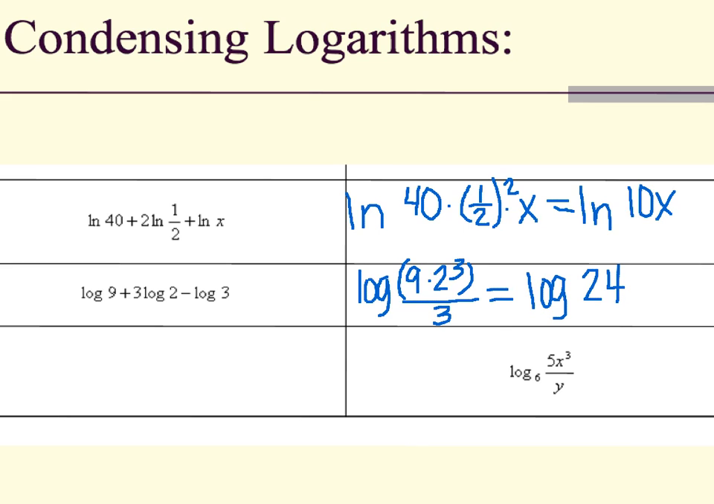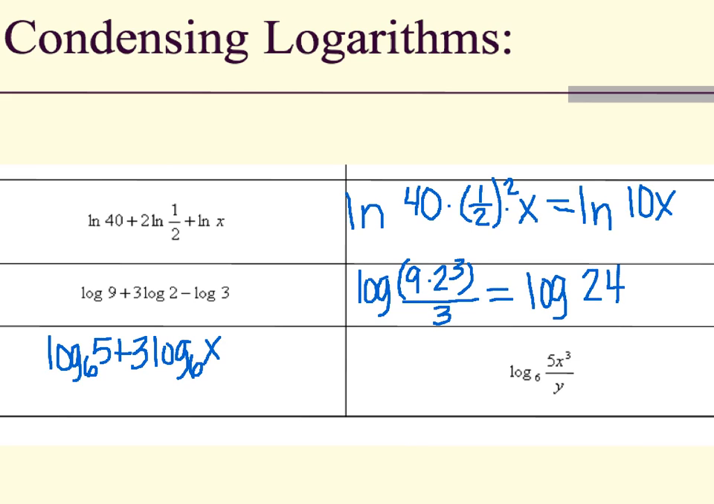This last problem here, we're going to go back to expanding. So I've got 5 times x to the third. So we know these two things have to be separated by addition, and this 3 needs to go in front of that piece. Then I've got divided, so I'm going to change that to subtracting. Then I'll have log base 6 of y. So this is log base 6 of 5 plus 3 times log base 6 of x.